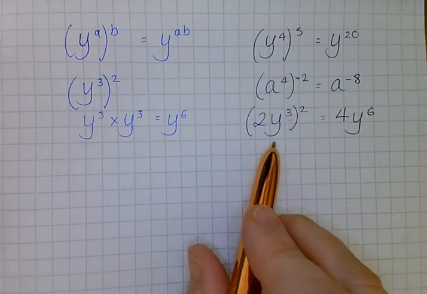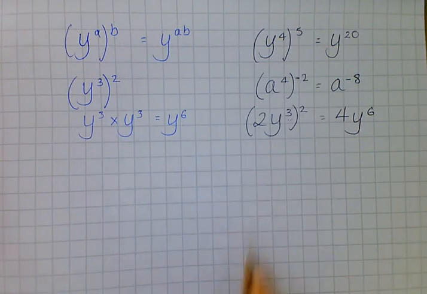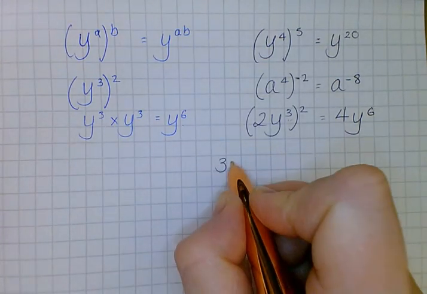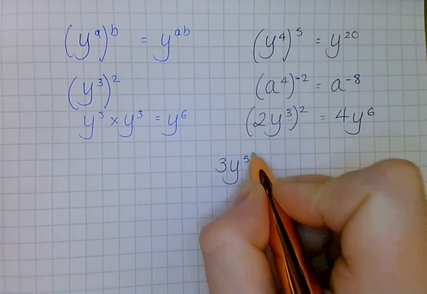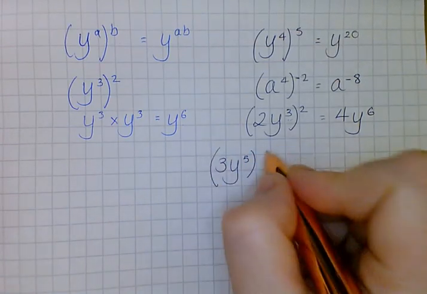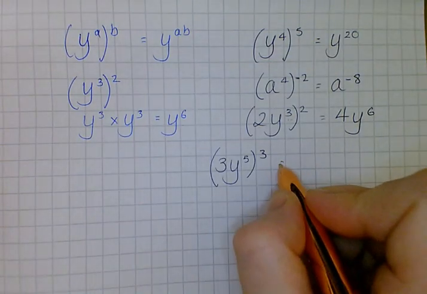I'm going to show you another example of one of these, and that's where we've got 3 multiplied by y to the power of 5, and all of that then raised to the power of 3.